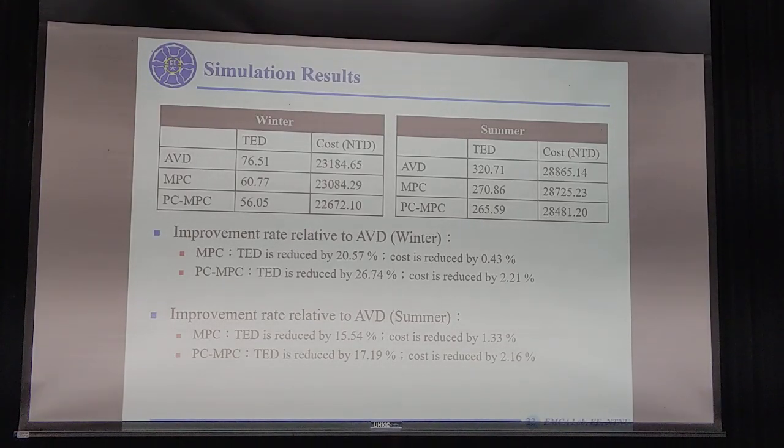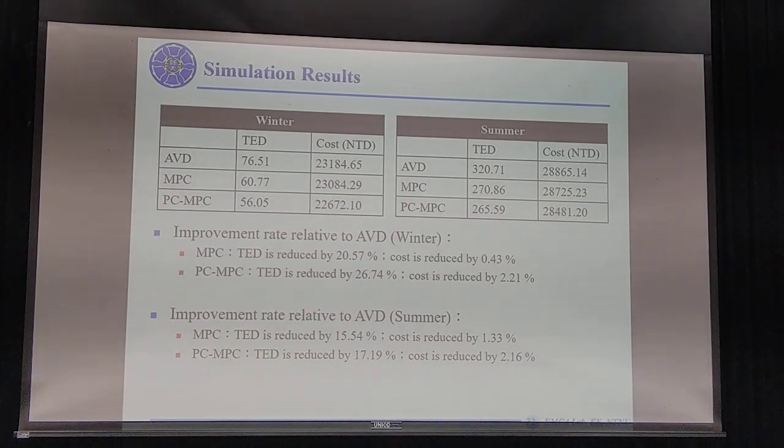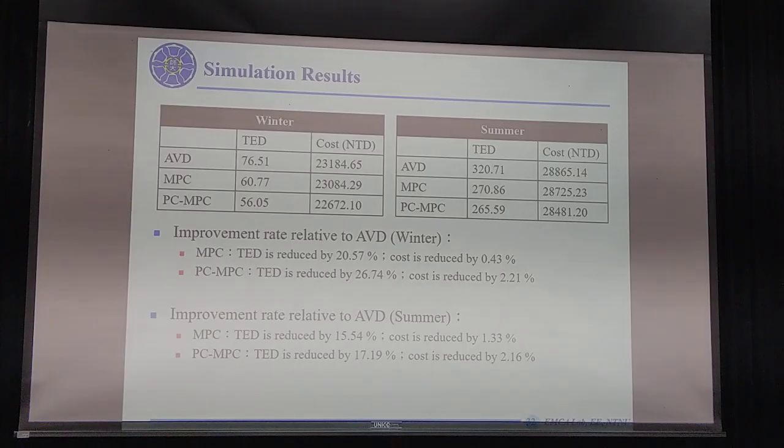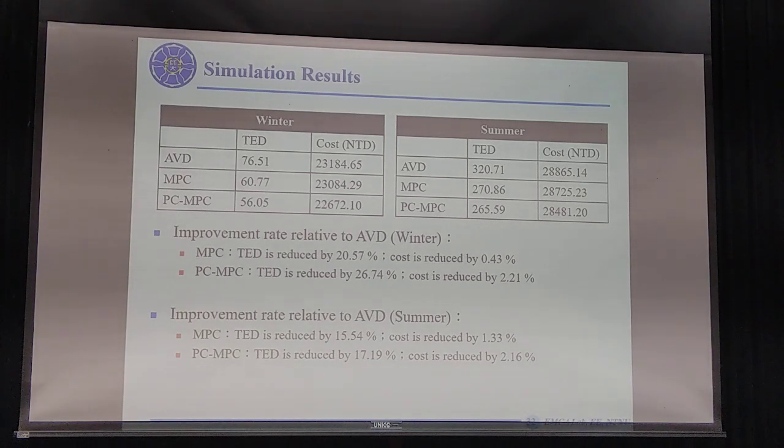The results in summer are also very positive. Even with large fluctuations, PCMPC achieved a 17.19% reduction in TED and reduced cost by 2.16%. The results prove that PCMPC is more effective and economical than the conventional method in both seasons.